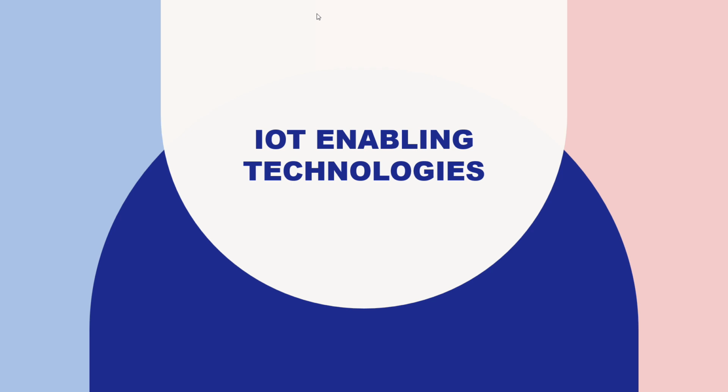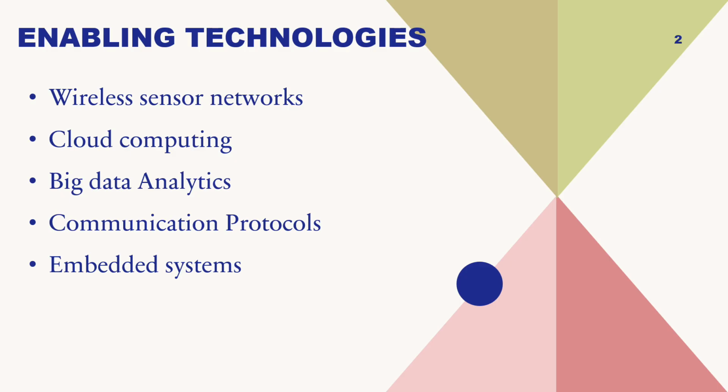About IoT Enabling Technologies. So basically, as the name suggests, IoT Enabling Technologies are the technologies that make IoT devices possible. These five technologies can be considered as the IoT Enabling Technologies.